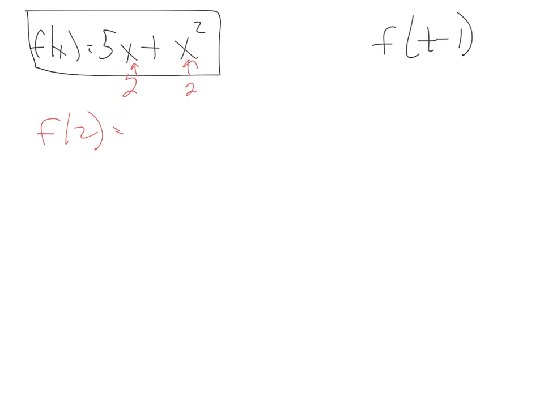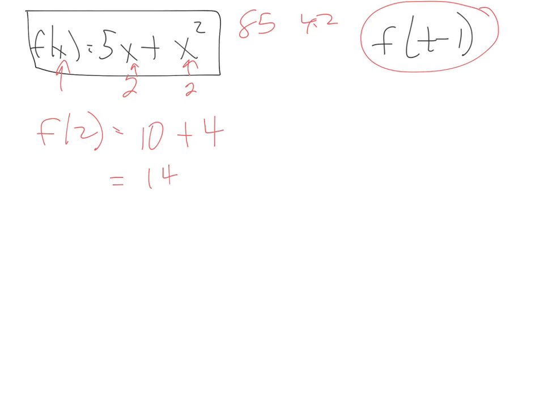So 5 times 2 would be 10, plus 2 squared would be 4. So the value of f of 2 would be 14. But then in this question, question 85 in section 4.2, they ask, what is the value of the function when, instead of plugging in an x, or instead of plugging in a 2, they want you to plug in a t minus 1.